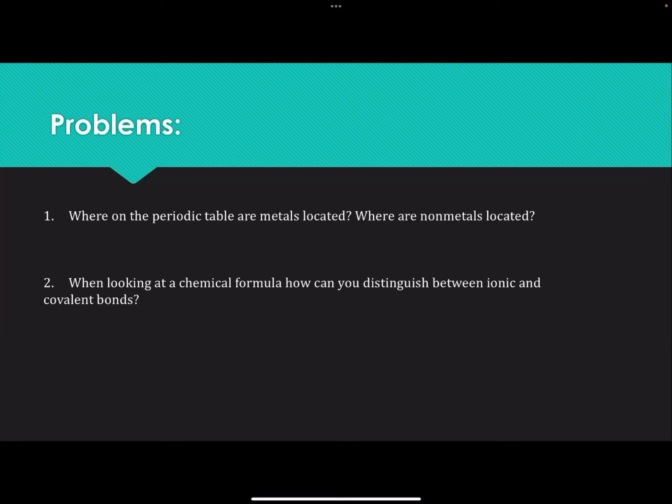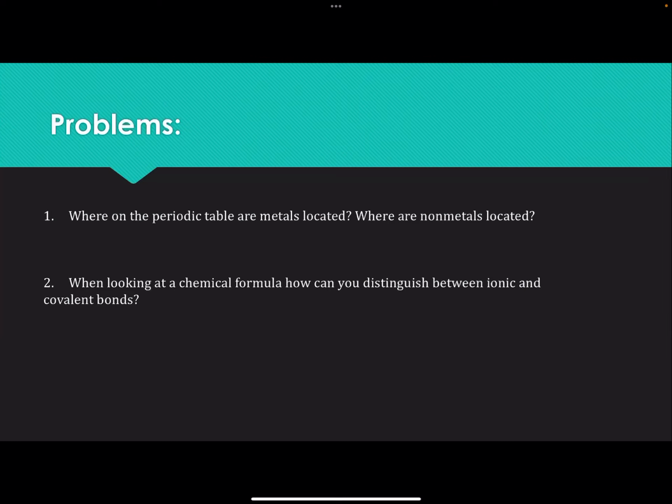So if we take a look at some of our problems, we've got to be able to identify our bond types. That's going to be the foundation of just about everything we do this semester. We've got to start being able to identify, do we have covalent or ionic bonds? And the key to that is identifying metals versus nonmetals.